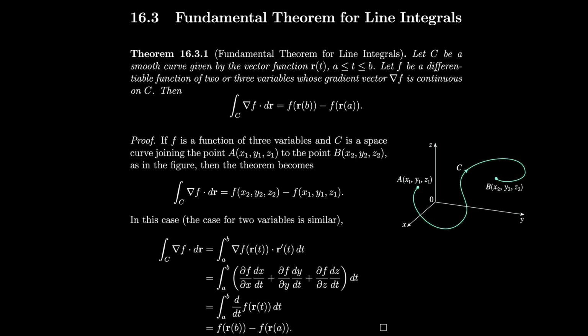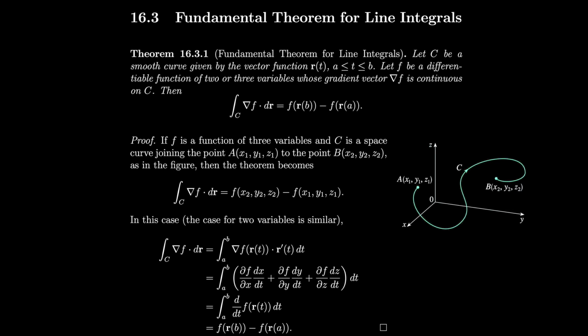Section 16.3, Fundamental Theorem for Line Integrals. Similar to our fundamental theorem of calculus, we have a fundamental theorem for line integrals, which says that if C is a smooth curve given by the vector function r of t, where t goes between a and b, and f is a differentiable function of 2 or 3 variables whose gradient del f is continuous on our curve C, then the line integral of the gradient of f dot dr is equal to f evaluated at the endpoints of our curve, f of r of b minus f of r of a.